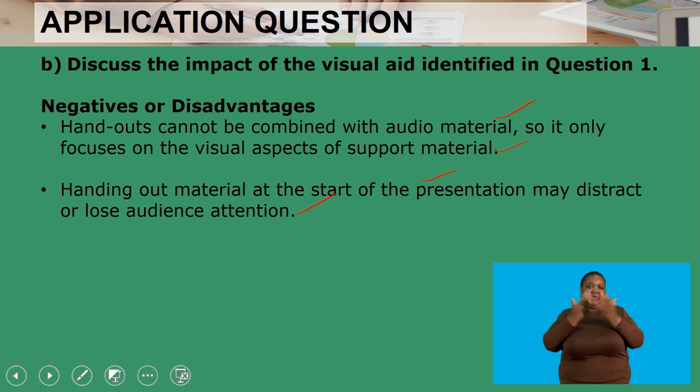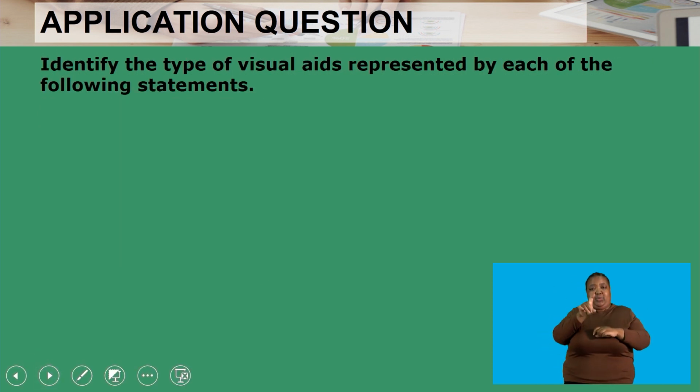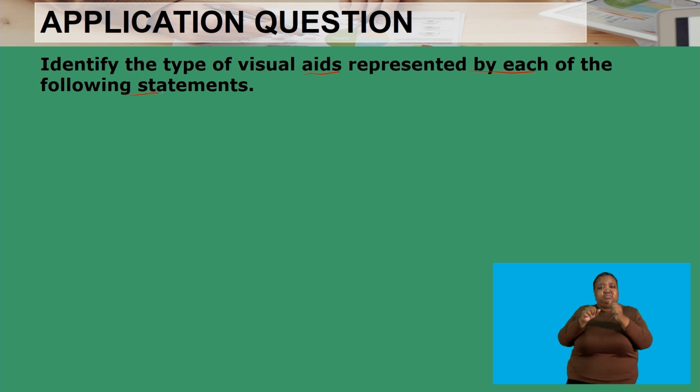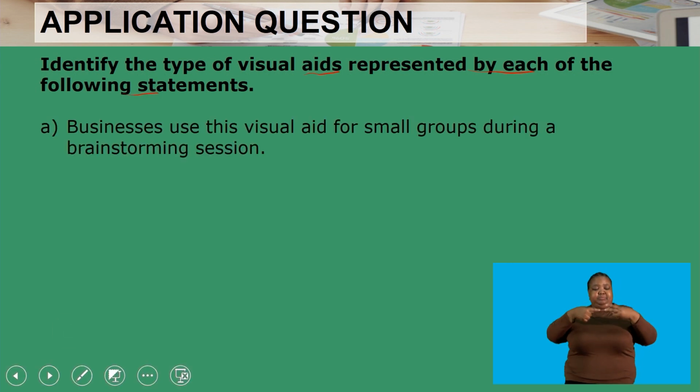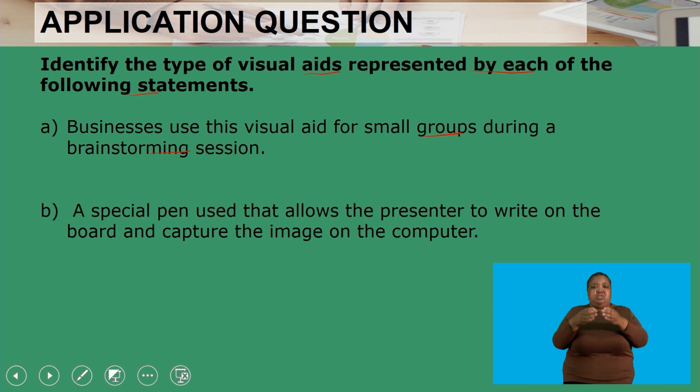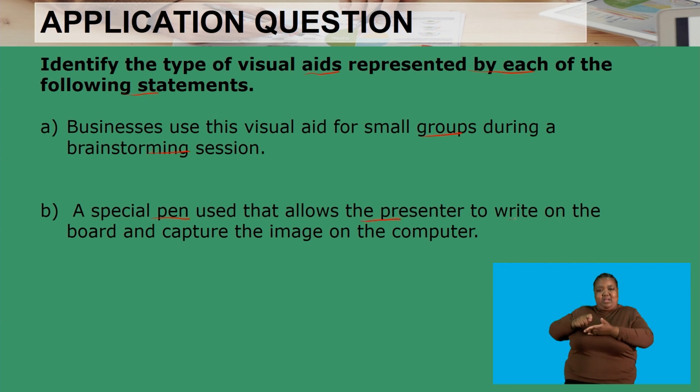Then let us look into another application question. Here you are expected to identify the type of visual aid represented by each of the following statements. Statement A says businesses use this visual aid for small groups during a brainstorming session. That is your statement A. And statement B says a special pen is used that allows the presenter to write on the board and capture the images on the computer.